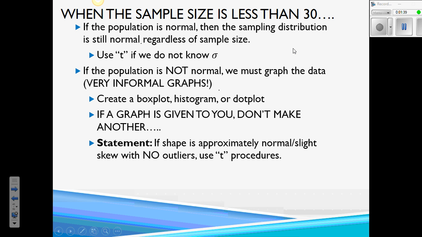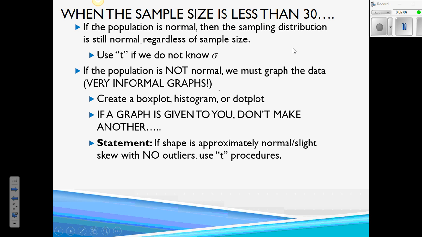A big note here, and again, I would really highlight this: if they give you a graph, don't remake a graph. One year they gave a stem plot, and you could have used that stem plot and just looked at the shape and commented on that shape. A lot of people redrew a graph. I'm like, why would you redraw a graph? It's already right there for you. So just be cognizant of the fact that if they give you a graph, just comment on that one.